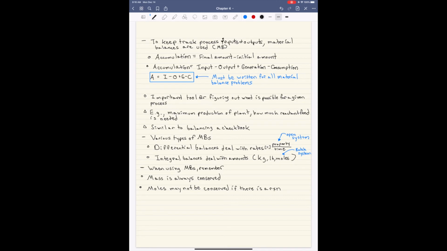And so at this point, I talked in general about what a material balance can do, but I actually want to go over now what the material balance looks like for some common processes that you'll encounter in this course. So, MBs of common processes.